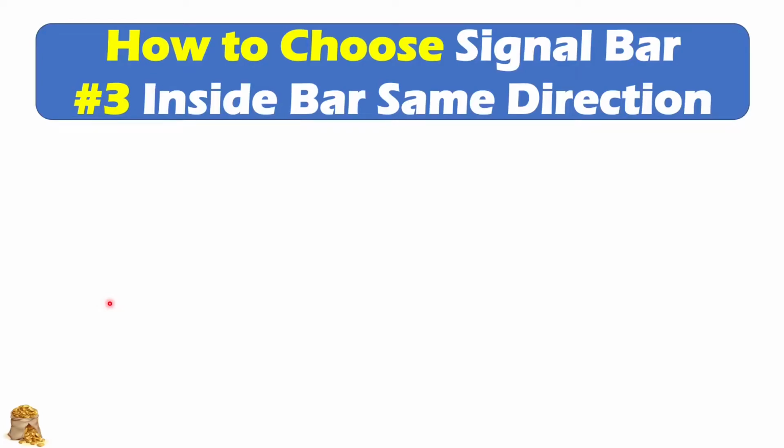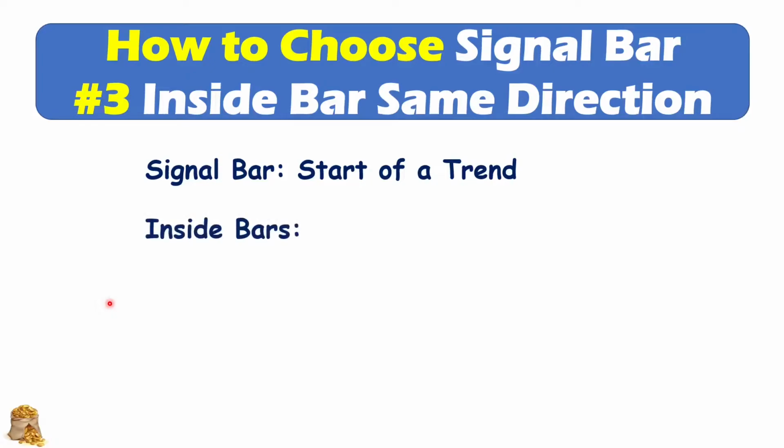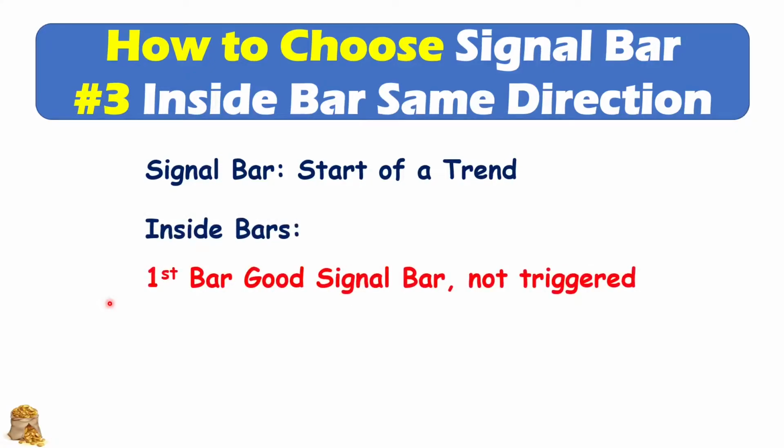The third type of the signal bar is the inside bar with the same direction. Because an inside bar with the same direction most of the time will show the start of the trend. For the inside bars, basically the first bar is already a very good signal bar, but it is not triggered. And then the second bar should be an inside bar, but with the same direction.